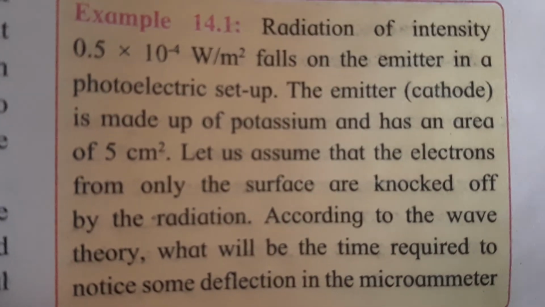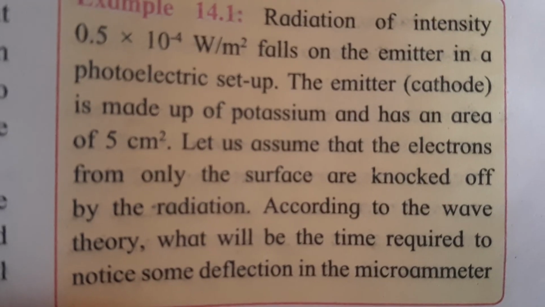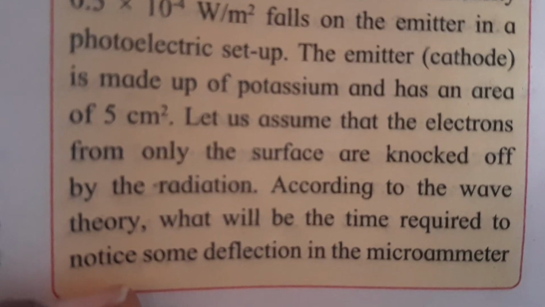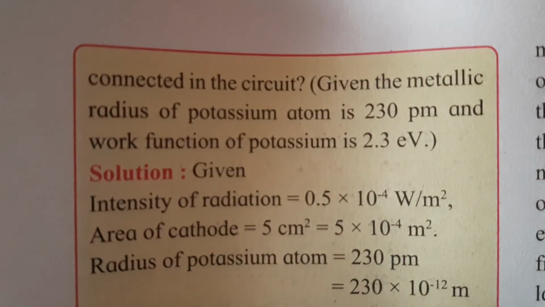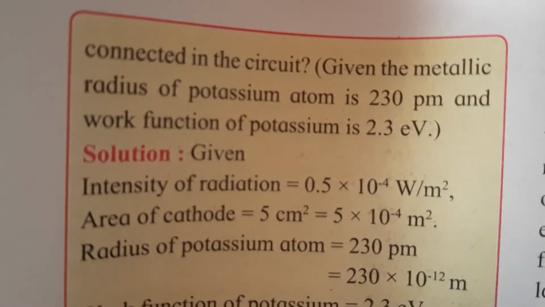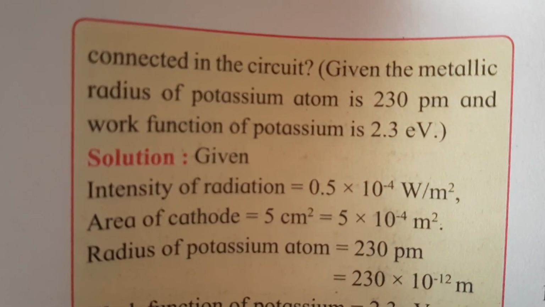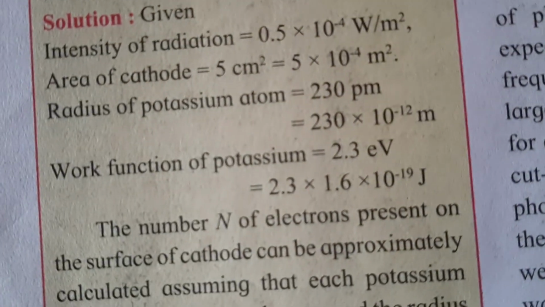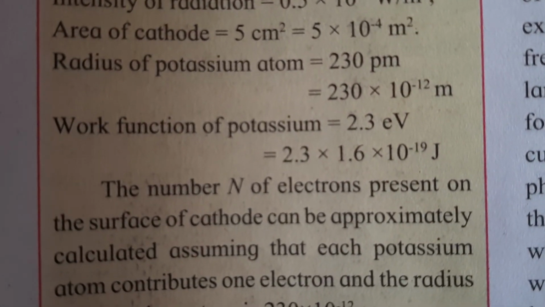Here let us assume that the electrons from only the surface are knocked off by the radiation. According to wave theory, what will be the time required to notice some deflection in the micrometer connected in the circuit? Given the metallic radius of potassium is 230 pm and the work function of potassium is 2.3 electron volt. So the intensity of radiation is 0.5 × 10⁻⁴, the area of cathode is 5 cm square, the radius of potassium atom is 230 picometer, and the work function of potassium is 2.3 electron volt.